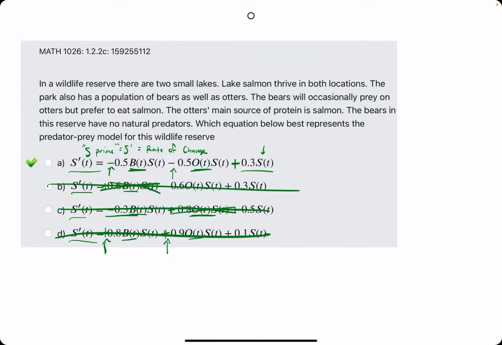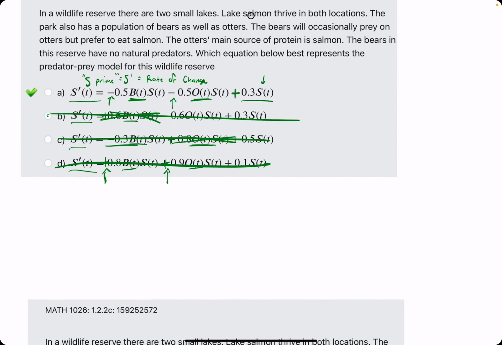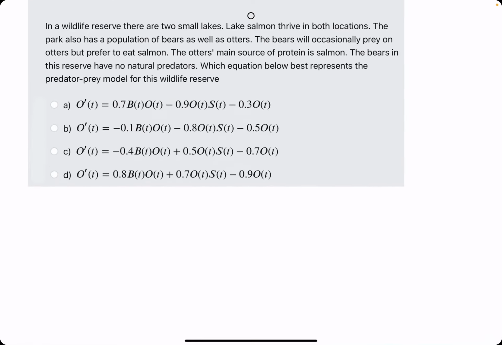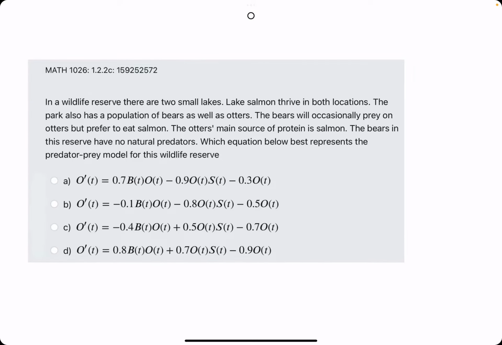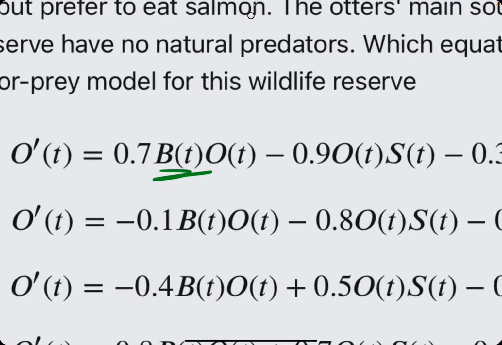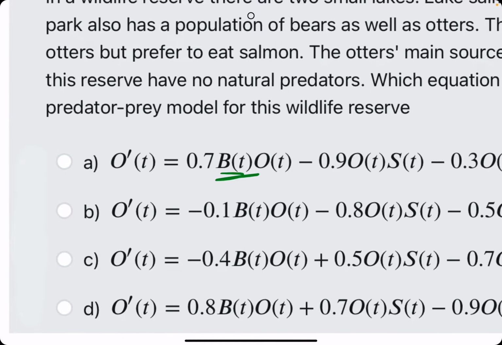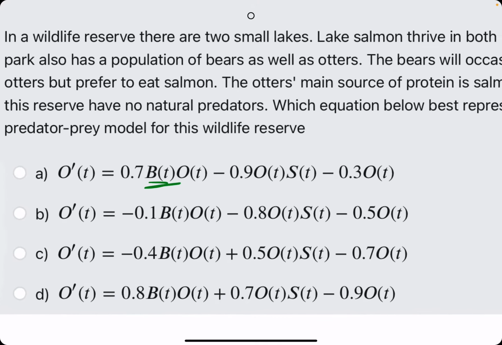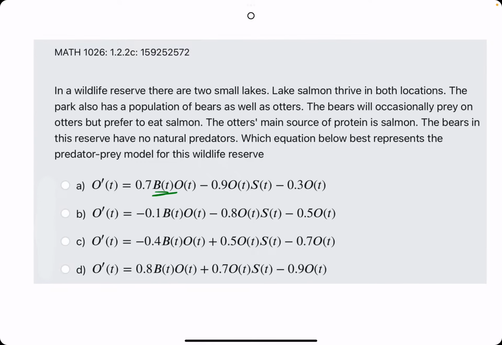So what I'll go ahead and do is the other two examples you might see. So this was S prime, the rate of change of salmon. This will be the rate of change of otters. So otters are kind of in the middle. Bears prey on otters, but otters also prey on salmon. So we want to make sure that first the bear count is having a negative effect on the amount of otters, because if there are more bears, then there will be fewer otters.